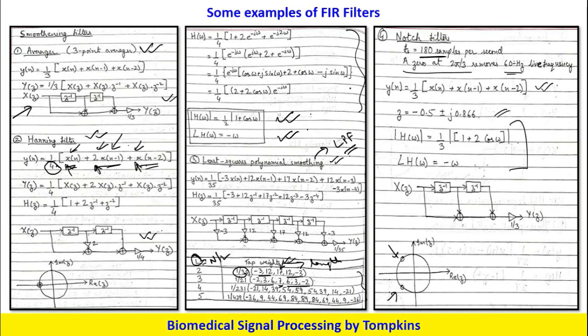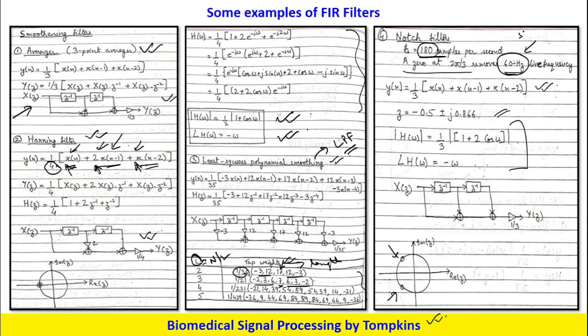Herein, we have talked about 60 hertz. It is given as 60 hertz because I have used the example from Biomedical Signal Processing by Tompkins, an American author, where the power line is 60 hertz. So hence the example of 60 hertz has been given.